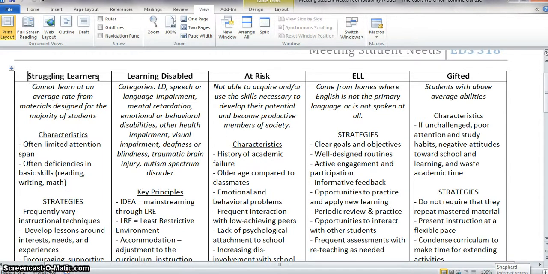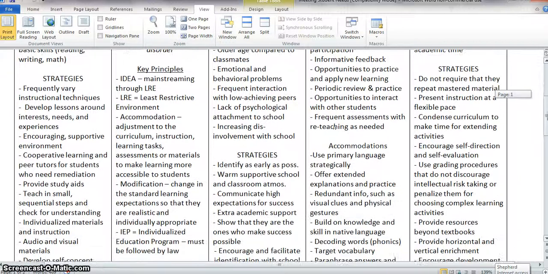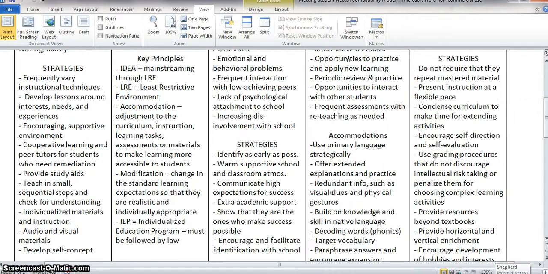Speech or language impairment, mental retardation, emotional or behavioral disabilities, OHI, which stands for other health impairment, that's something that doesn't have one of these specific categories, visual impairment, deafness, blindness, traumatic brain injury, and the autism spectrum. All of those things can fall under this category of learning disabled. And that's a very big category, as you can see.